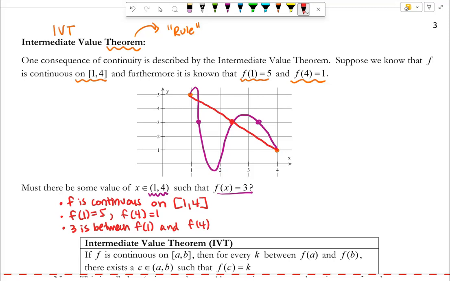So because of all of that, because of those 3 facts, the intermediate value theorem proves that there must be some input between 1 and 4 that yields an output of 3. So again, when I say output, that's like our y value. Input is our x value. So the answer to this question is yes, and it's by the intermediate value theorem that we know this. And you can abbreviate IVT. Everyone will know what that means.